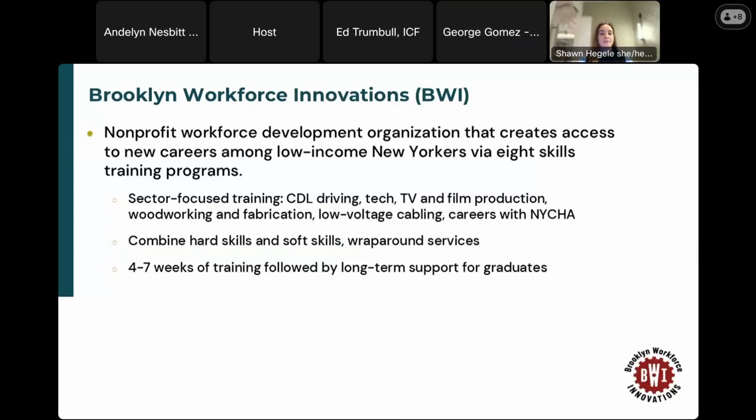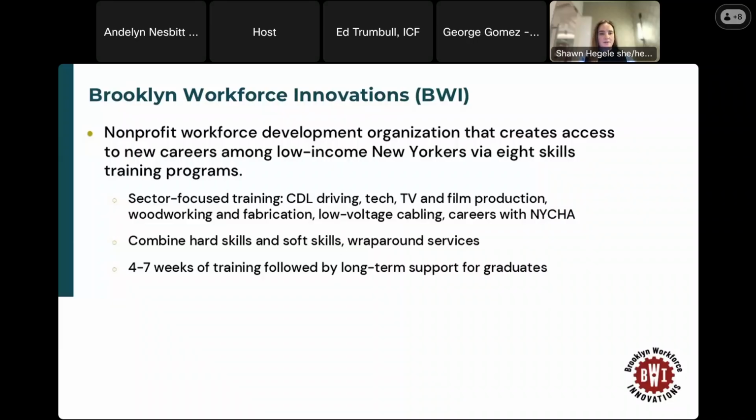So we find areas of the local economy that have entry-level jobs that are on strong career paths, and we design 4 to 7 week full-time training programs that help people access the first rung on that career ladder. Our trainings provide hard skills and soft skills, so the abilities and skills you need to do the job that we're training for, and also the soft skills that help people find and become successful and advance in those roles. Overall, BWI serves 900 to 1,000 people per year, and about 40% of them are residents of NYCHA housing or NYCHA Section 8.